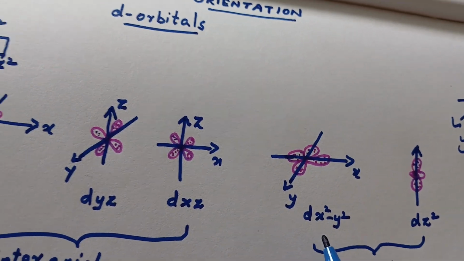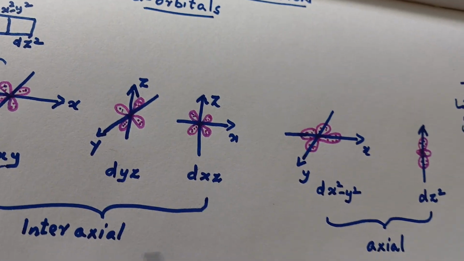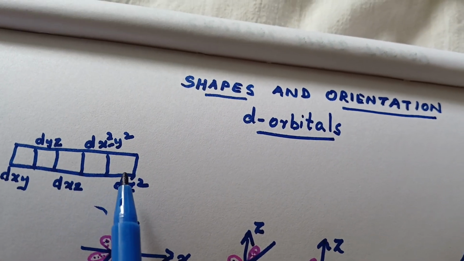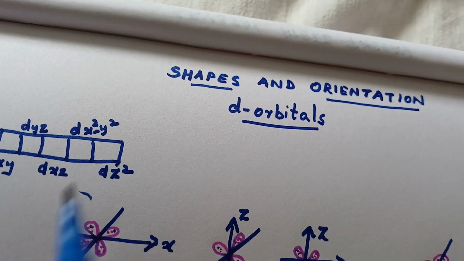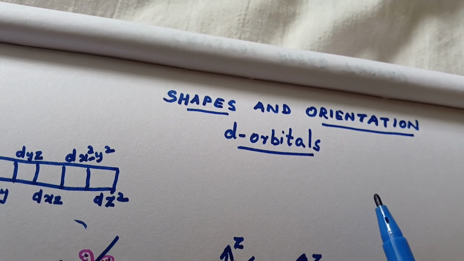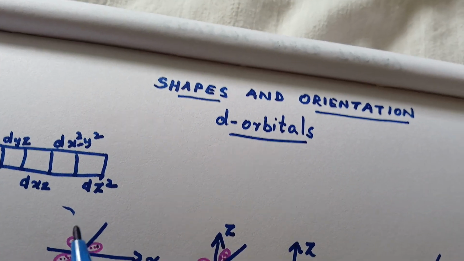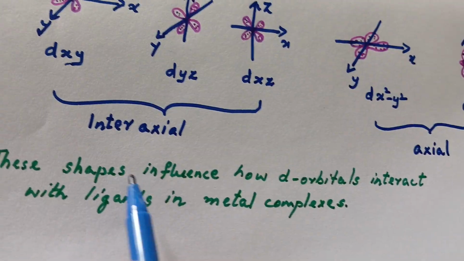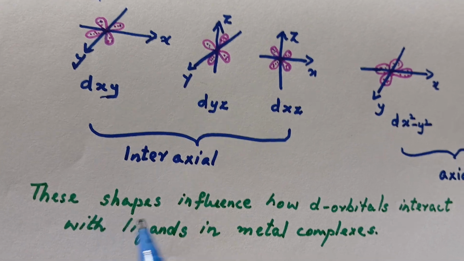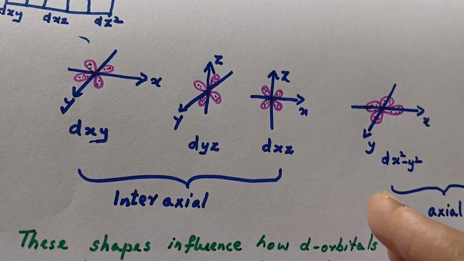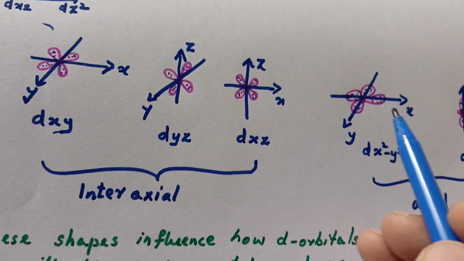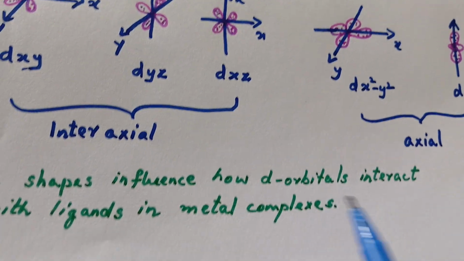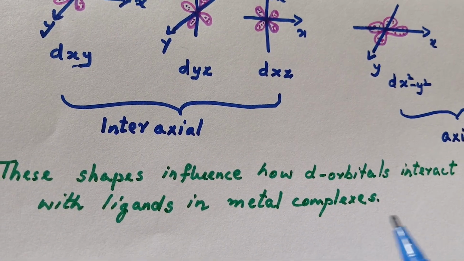The shapes or orientation of these orbitals are important. Now, you know that the metal is usually having partially filled d orbitals. So when the ligands approach the metal, there is repulsion between the electron clouds. The effect of repulsion differs with the orientation of the d orbitals. So these shapes influence how the d orbitals interact with ligands in metal complexes.